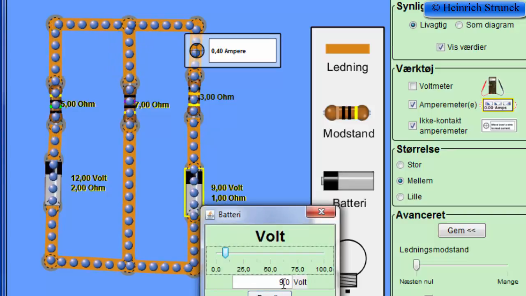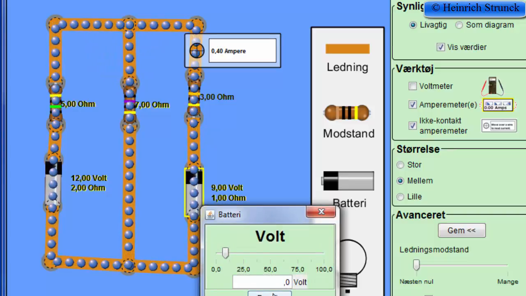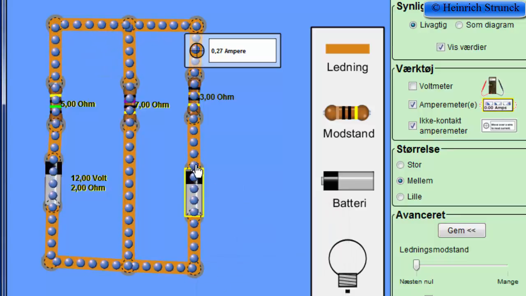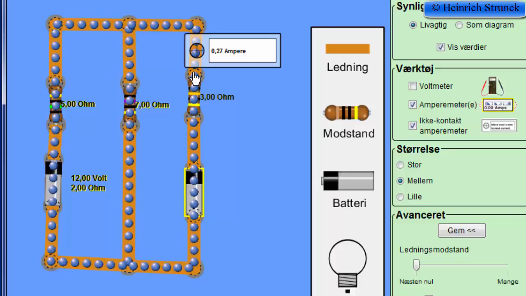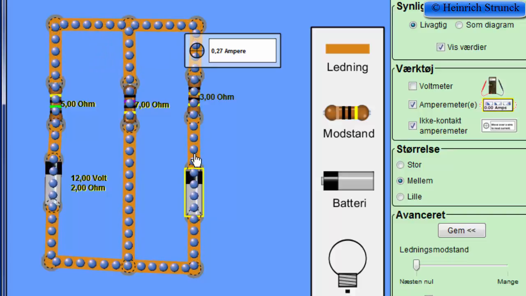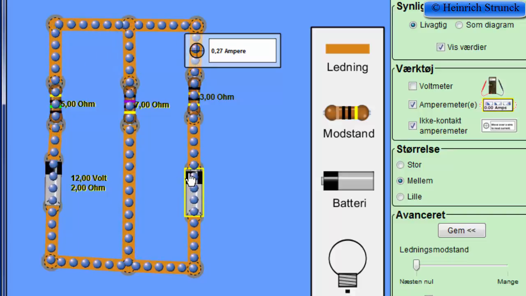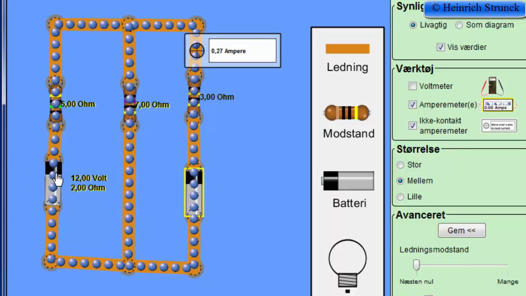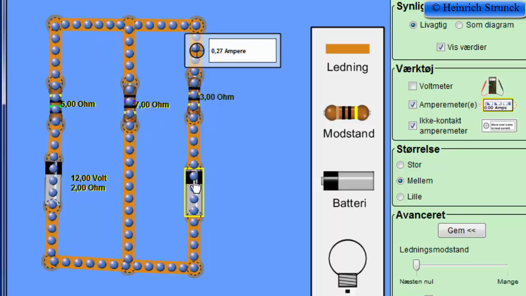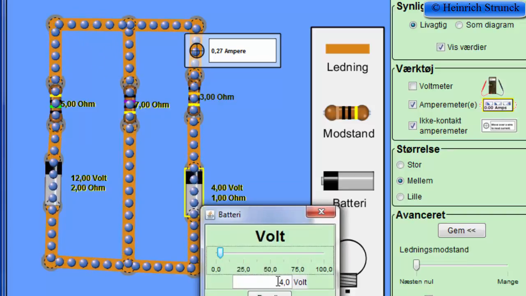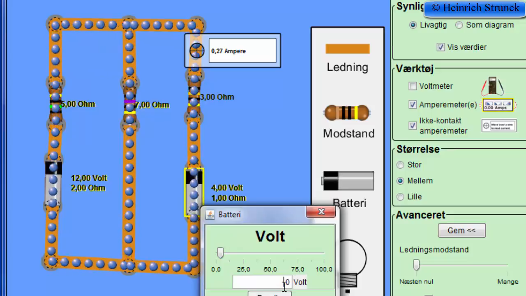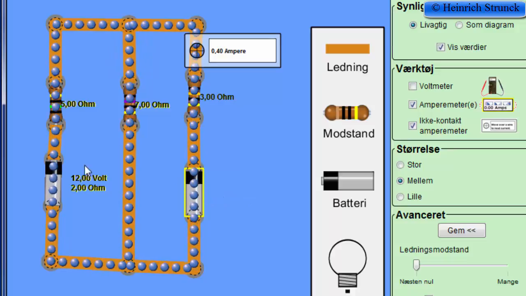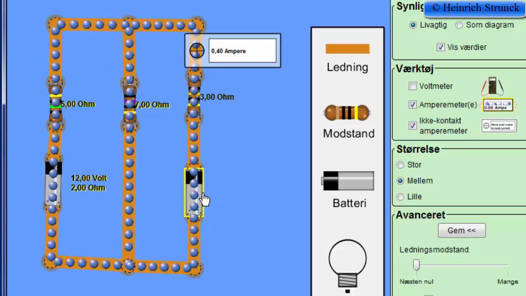For example, we can change the voltage to 4 volt. Then we can see that the electrons go the other way. So right now the current goes down and charges the battery. So right now this battery is charged and this battery over here is discharged. But we'll switch to 9 volt again, so we get the situation from before. So now both batteries are discharged.